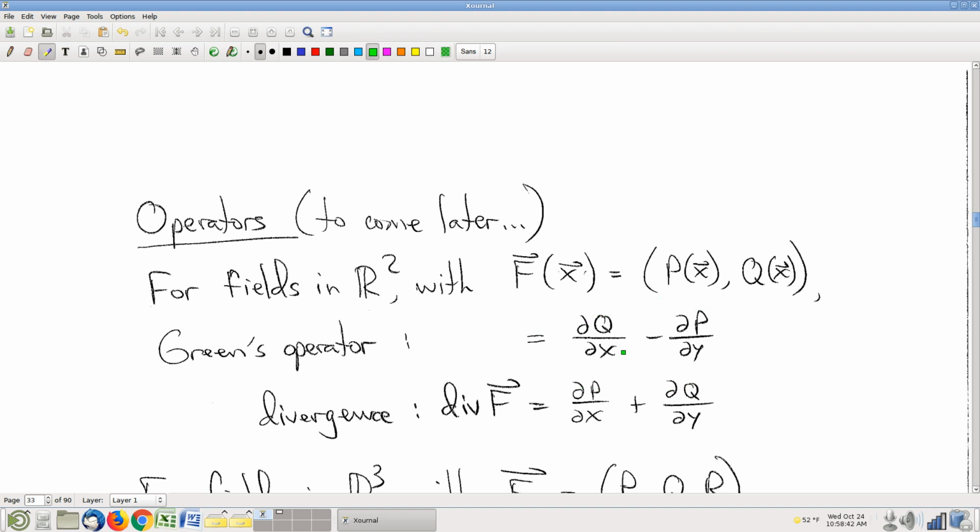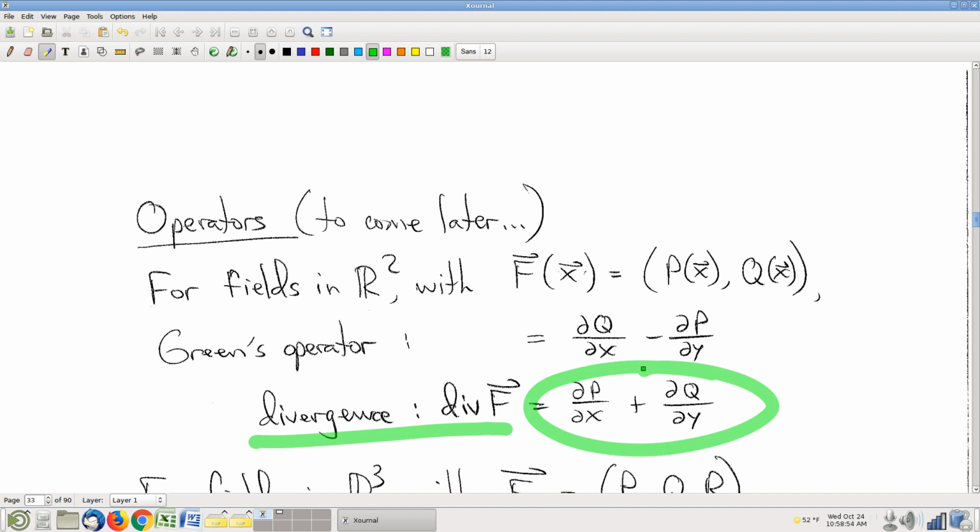There's this other thing that you need to know. It's called the divergence of the vector field. It is computed with that formula. Context to come later. As of the moment, it's just a formula to memorize.